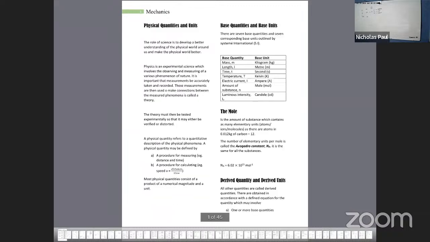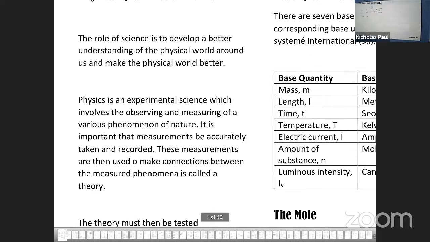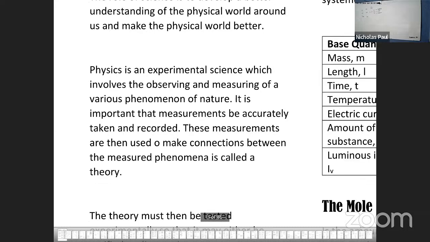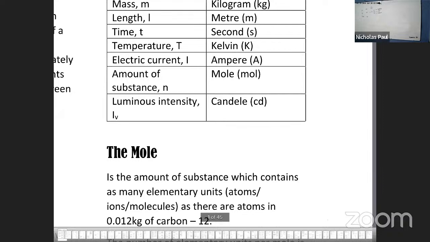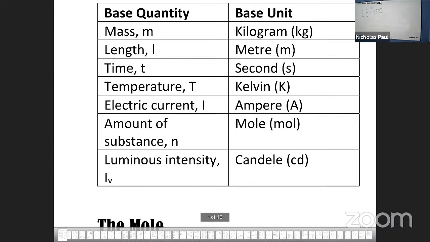Let's run through this. You don't have to write this because I'm giving you this handout. The role of physics is to develop a better understanding of the physical world around us. You have all that in there. Right here, we have our SI units. All of these are your base quantities and their units.